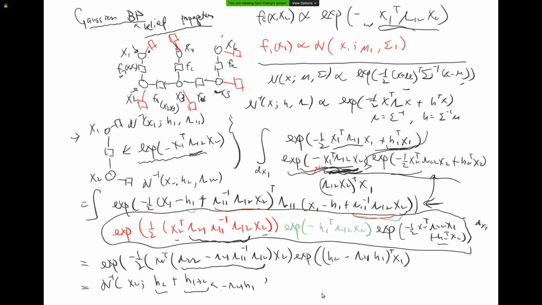And also the precision matrix changes from λ2 2 to plus something, let's call it λ1 to 2. So this thing here is just equal to -λ2 1, λ1 1 inverse, λ1 2. So I guess I'm done with Gaussian BP. Maybe next time we'll give an example.